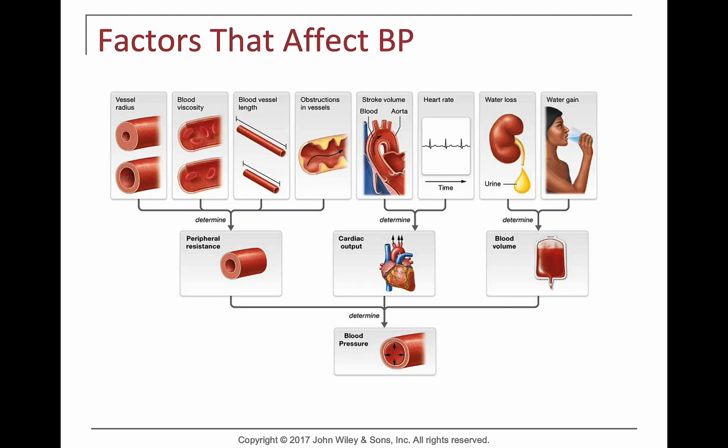So the factors that affect blood pressure, we said, are resistance, which is determined by the vessel radius, blood viscosity, blood vessel length, or obstructions like plaques in the vessels. Cardiac output, which is determined by your stroke volume times your heart rate. So a high heart rate or high amounts of blood being pumped from each ventricle will affect the cardiac output, making it higher, as well as blood volume, which has to do with water loss and water gain, largely associated with hormones. So all of those things will determine blood pressure.